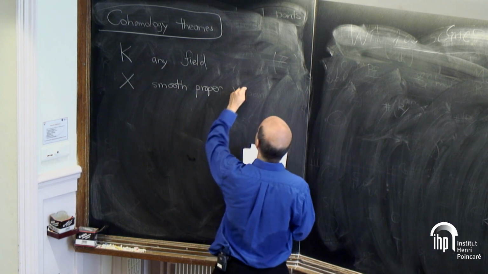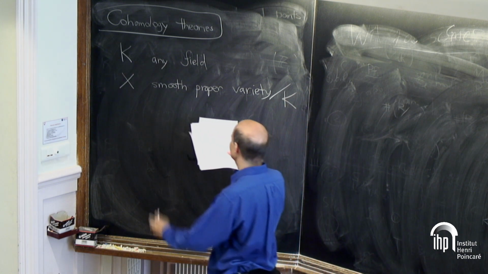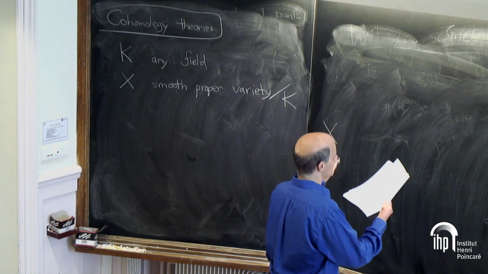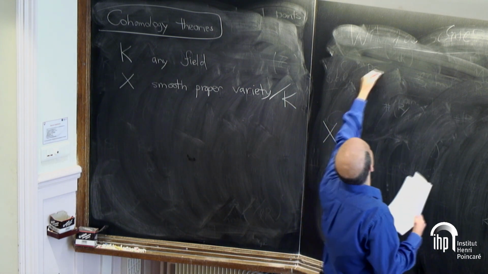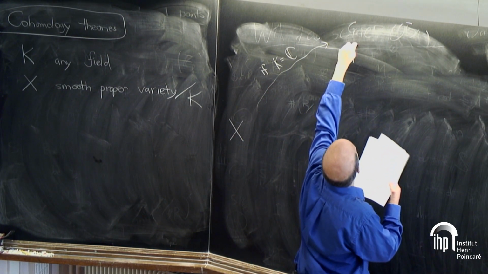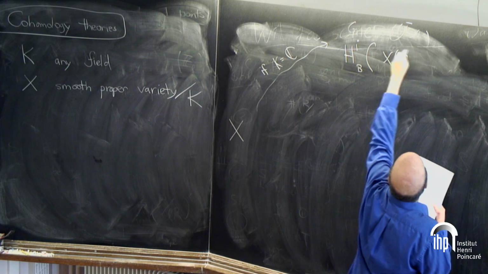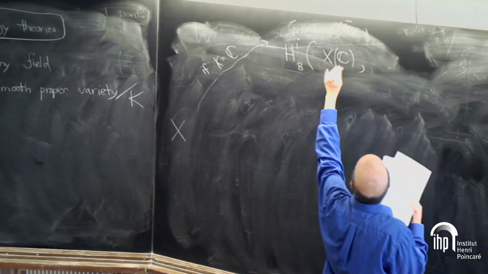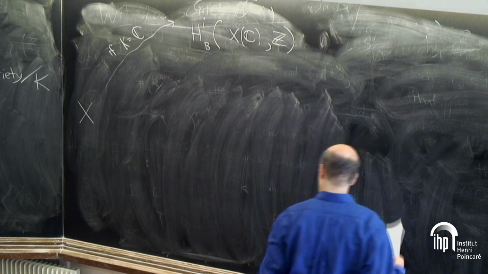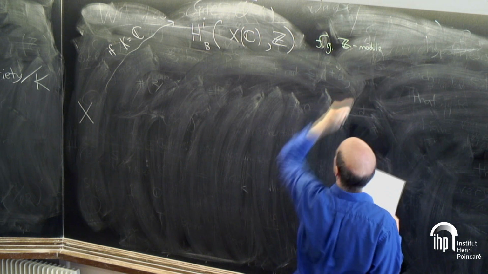I'll just do it for smooth projective varieties, so no compact supports or whatever, just smooth projective or smooth proper varieties, say over K. So okay, I have my X, and what can I do? Maybe most classically, if your field happens to be the complex numbers, then you can take the singular cohomology, I'll put a B there for Betti. You just take the manifold of complex points with the analytic topology, and you take the singular cohomology of that topological space, and that gives you a finitely generated Z-module, a finitely generated abelian group.